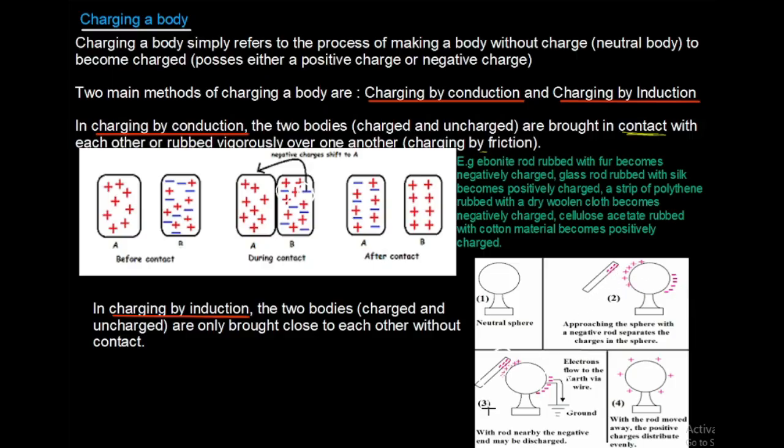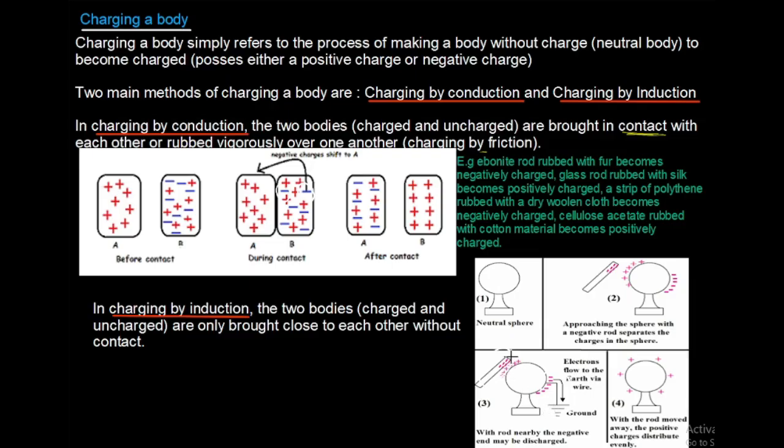Now number 3 here says with this rod, that's the negatively charged rod, nearby, the negative end may be discharged. How is it discharged? We do what we call earthing. All right, see the symbol here for earthing. It says electrons flow to the earth via the wire. All right, so we connect the sphere to the earth using a conductor, using a wire.